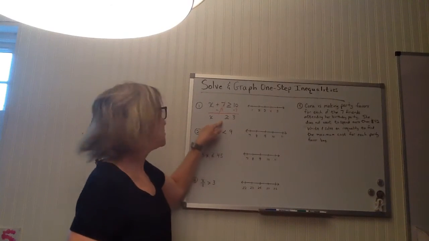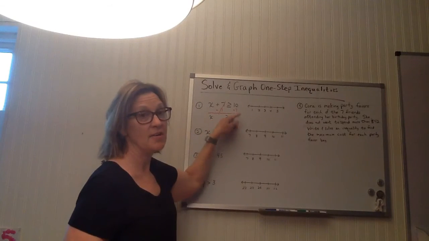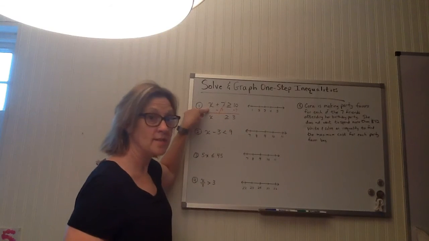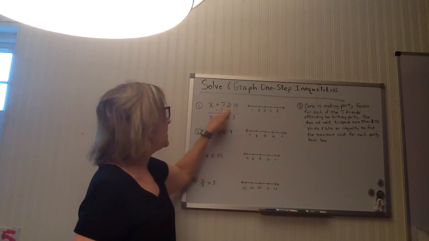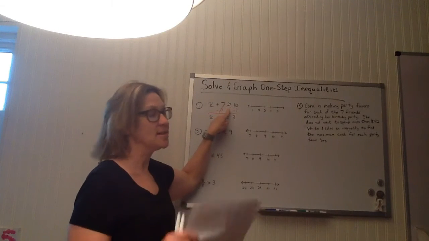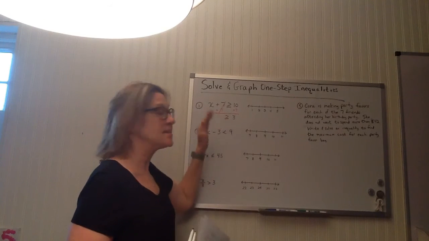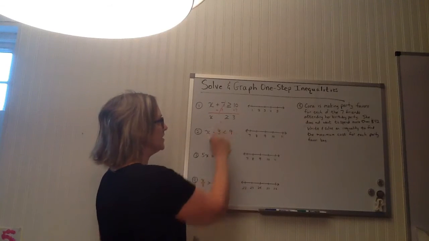Remember when we did equations, whatever you do to one side of the equal sign, you do to the other in order to keep that balance and to get that x alone on one side. What do you notice here? It's not an equal sign. It's a greater than or less than, or it's a greater than or equal to sign. But we treat it the same as we would if it were an equal sign, just keeping that same symbol.